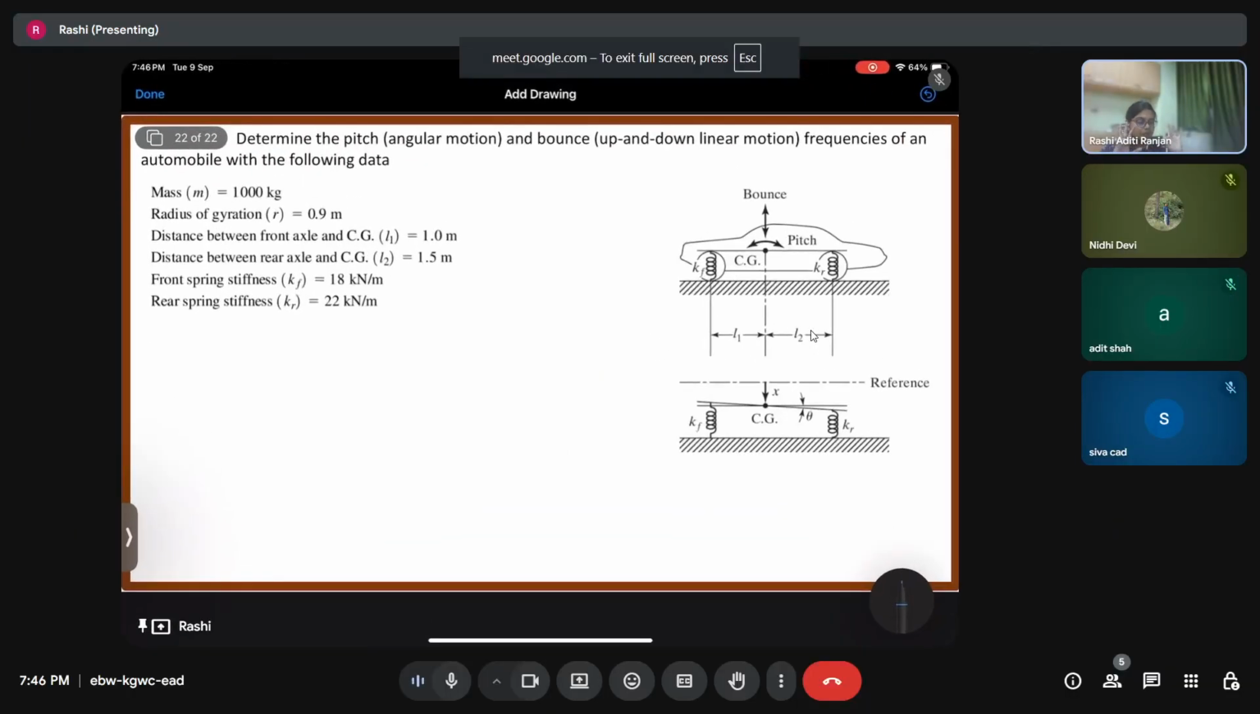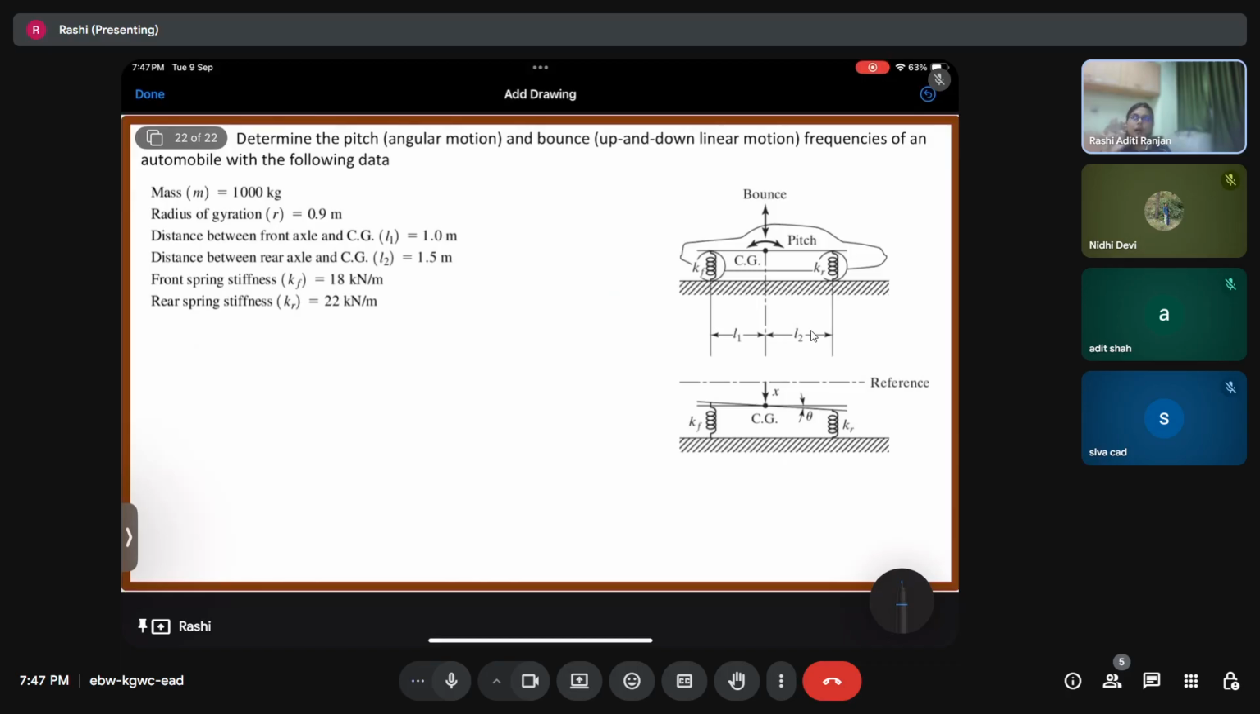Now, over here, I have taken a question of a car wherein we study the pitch and bounce motion. Pitch motion is because of the rolling motion of the car, and then there is the bounce motion, which is because of the vibration of the car.